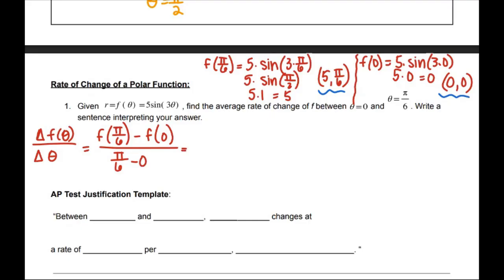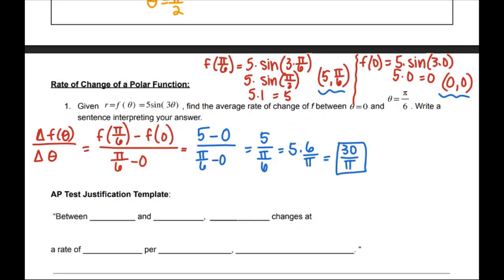Slope between those, we're doing the f of pi over 6 first, which gives me 5, right? Then we're doing the f of 0 next, which when I plugged in 0, I got 0. And then I found the difference between the two angles, which is pi over 6 minus 0. So it's 5 over pi over 6, which is equal to 5 times 6 over pi. So that gives me 30 over pi.